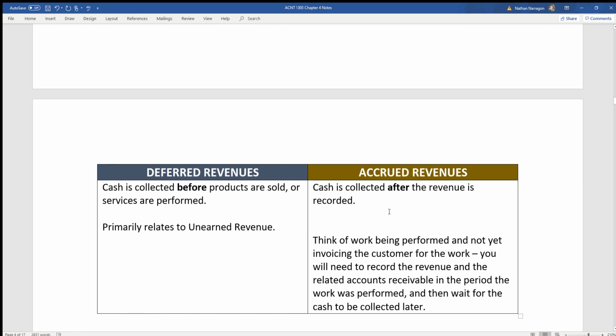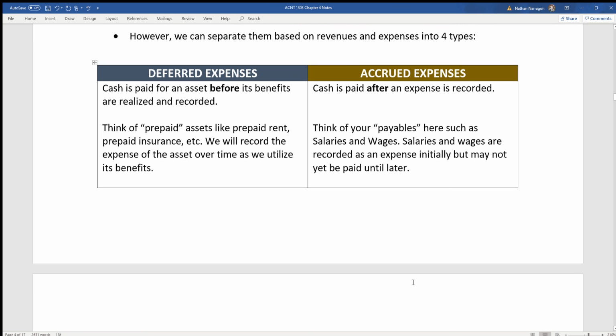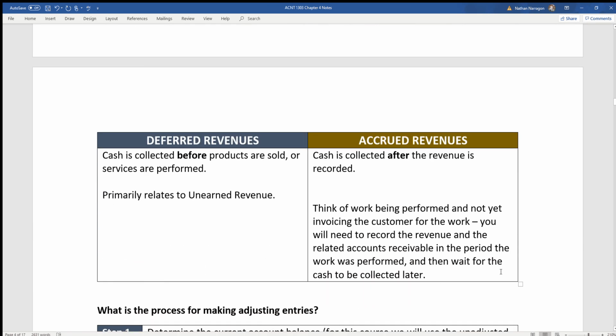I'm actually going to cut this video so it's not too long for y'all right here. And we're going to go into the steps of making an adjustment and then going over each of these items as we move forward.